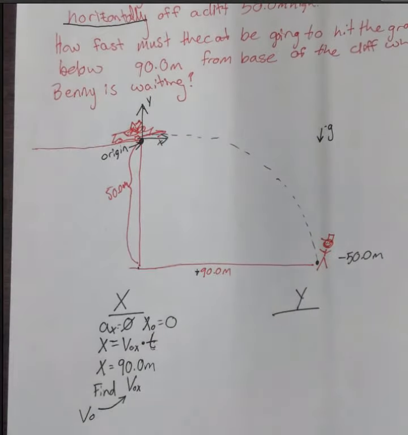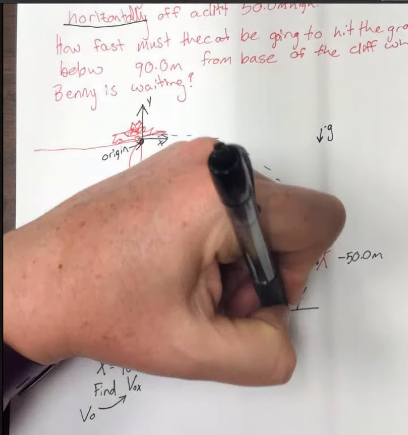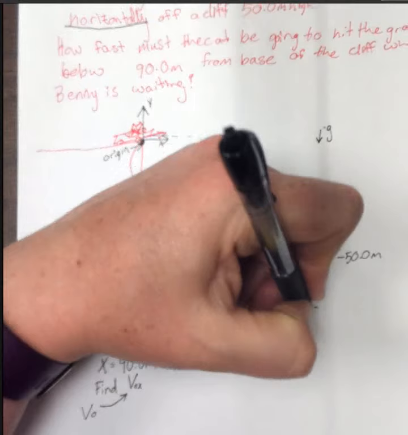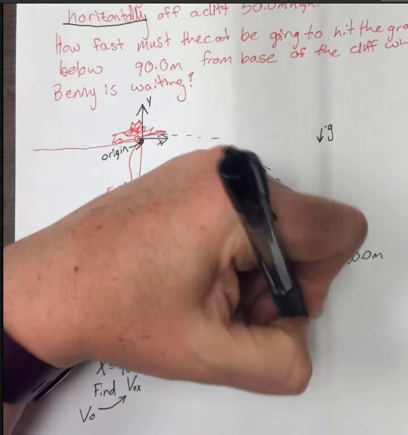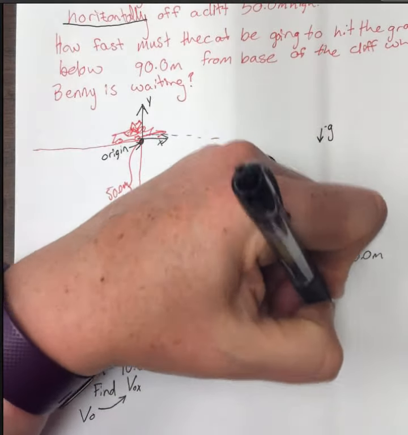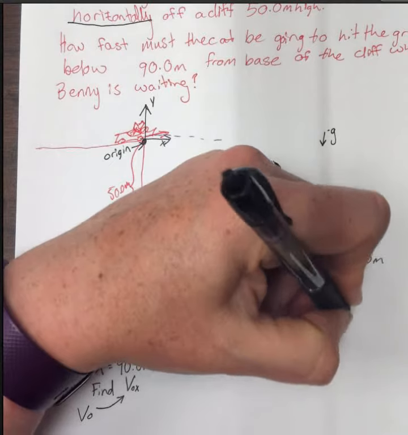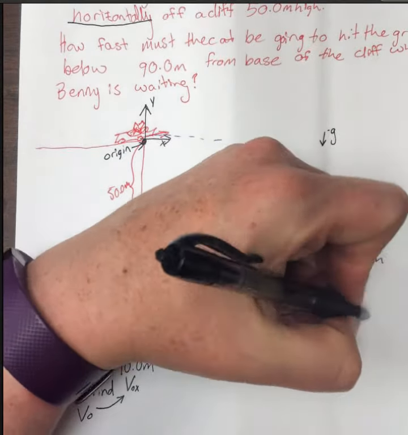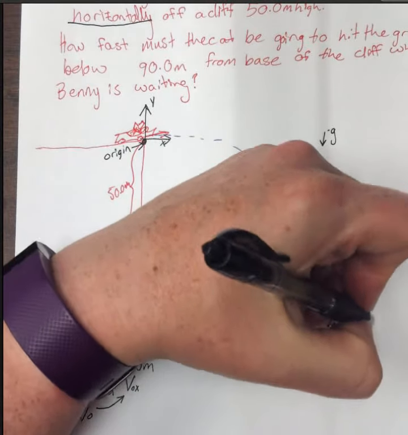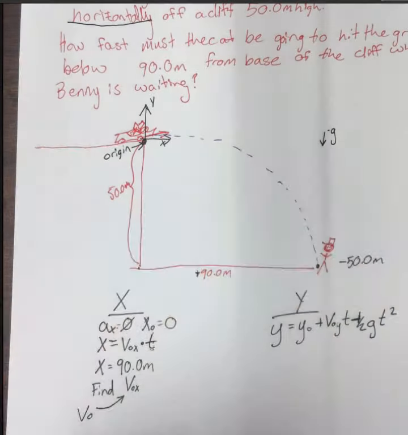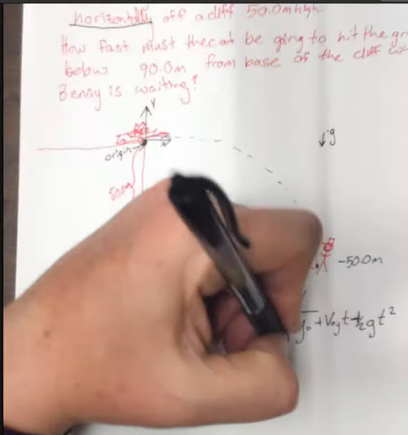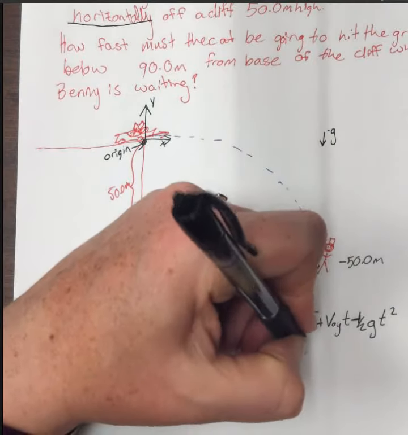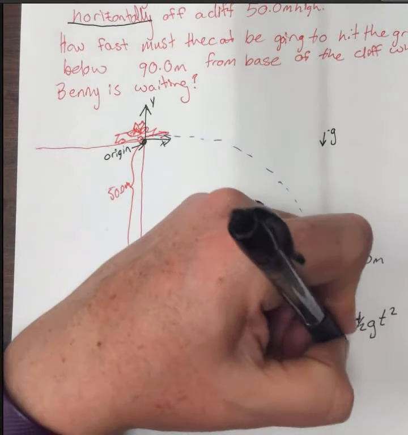But good news is there's also a y pilot, and the y pilot is going to give us, and then I've set down as negative, so it's going to be negative 1/2 gt squared. And I set ay equals g, y naught equals 0.